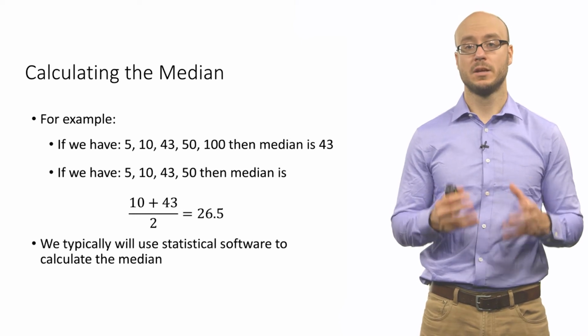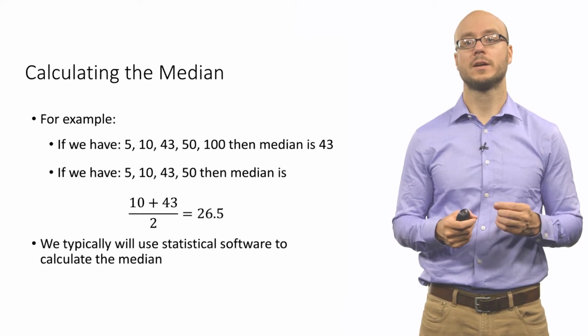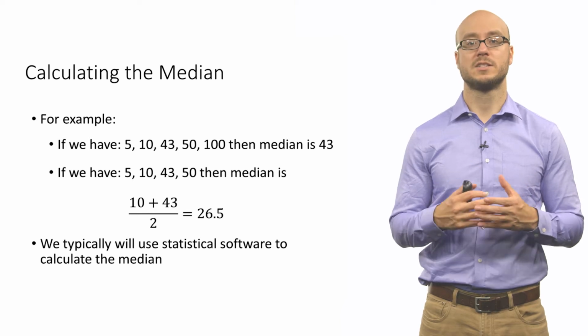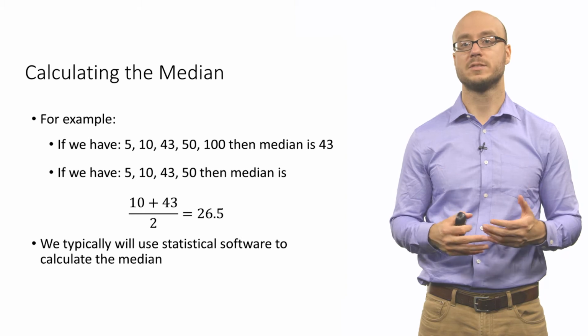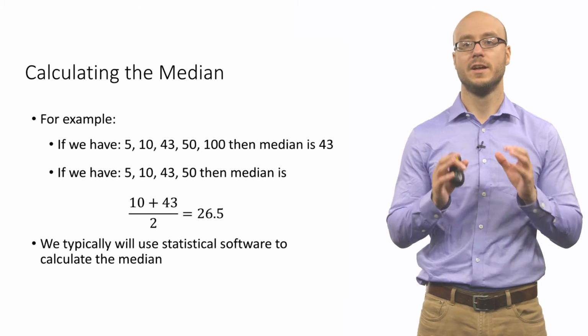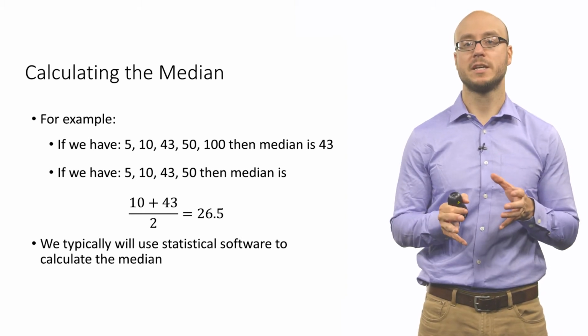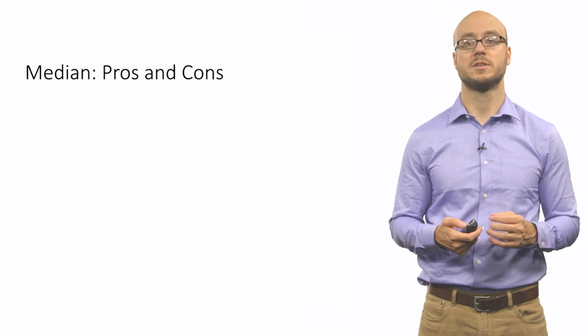Now having said that, typically we will use statistical software to calculate the median, especially when you have more than 5, 6, 7, or 8 observations. If you have 1,000 observations or 1,000,000 observations, the median is easily calculated using modern statistical software.